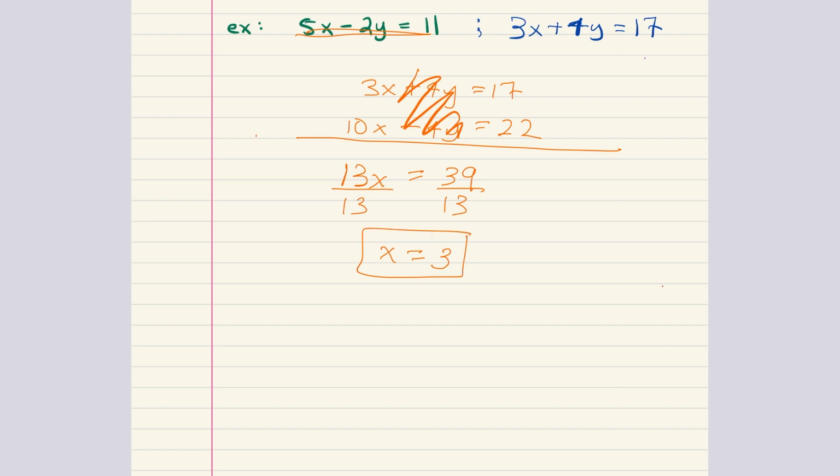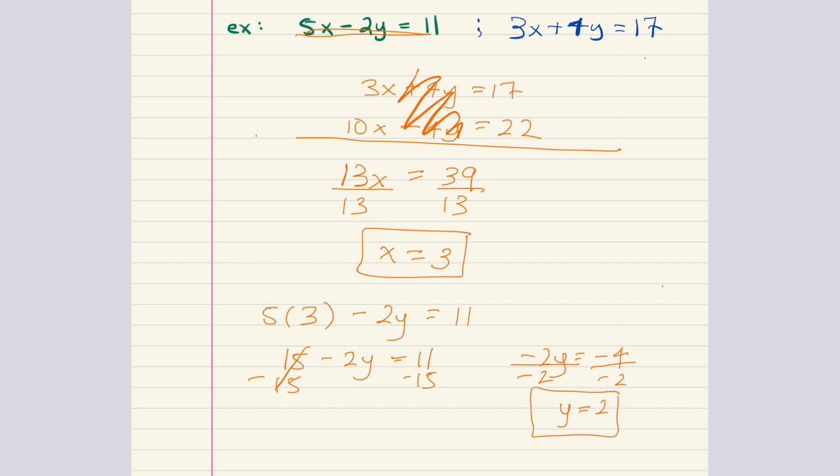Now we can take this and plug it into either one of our equations to solve for y. So let's do our first equation, 5x, x is 3, minus 2y is equal to 11. This is 15 minus 2y is equal to 11. I'm going to subtract 15 from both sides, and now I have minus 2y is equal to negative 4. I'm going to divide both sides by negative 2 to get that y is equal to 2. So once again, notice we get the same answer. X is equal to 3, y is equal to 2.